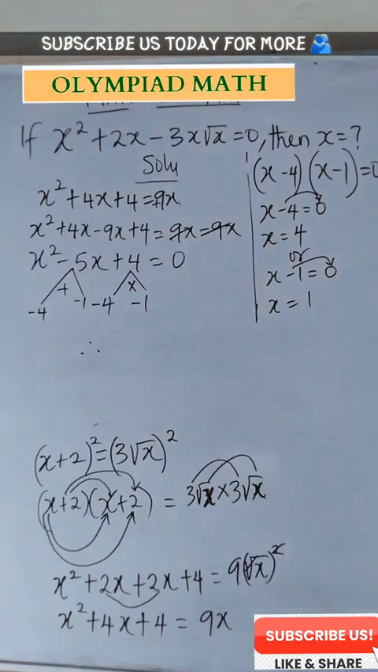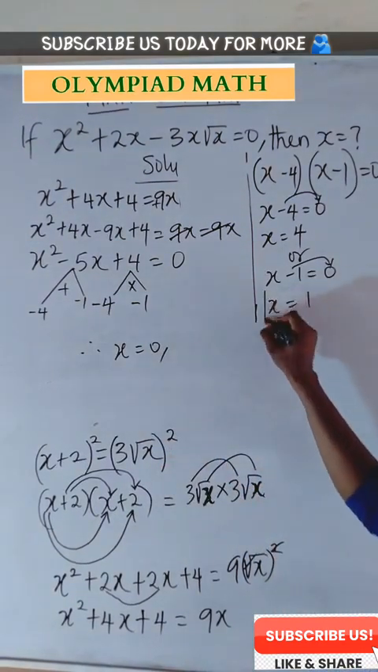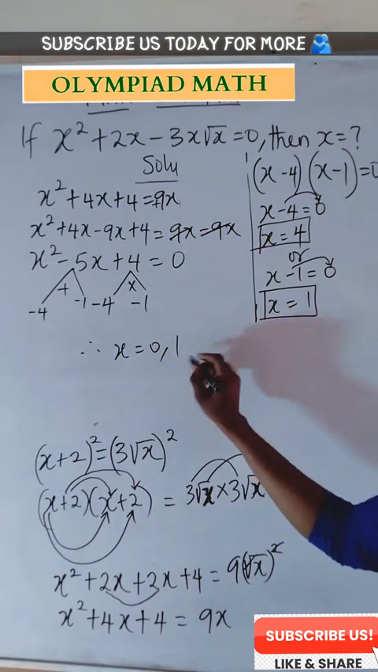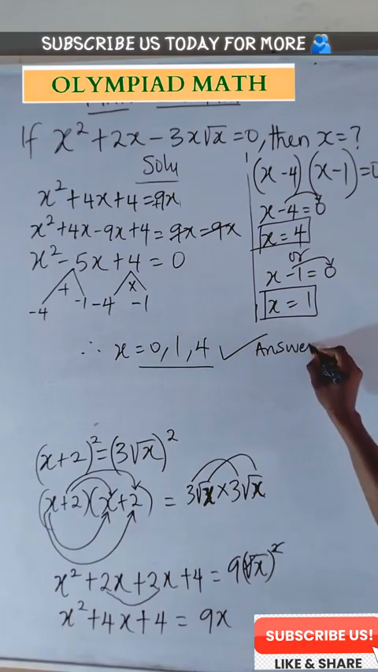Can you replay the video? You will notice that our first x is 0. So here we also have x as 1 and x as 4. So our values of x are 0, 1, and 4 as the answer.